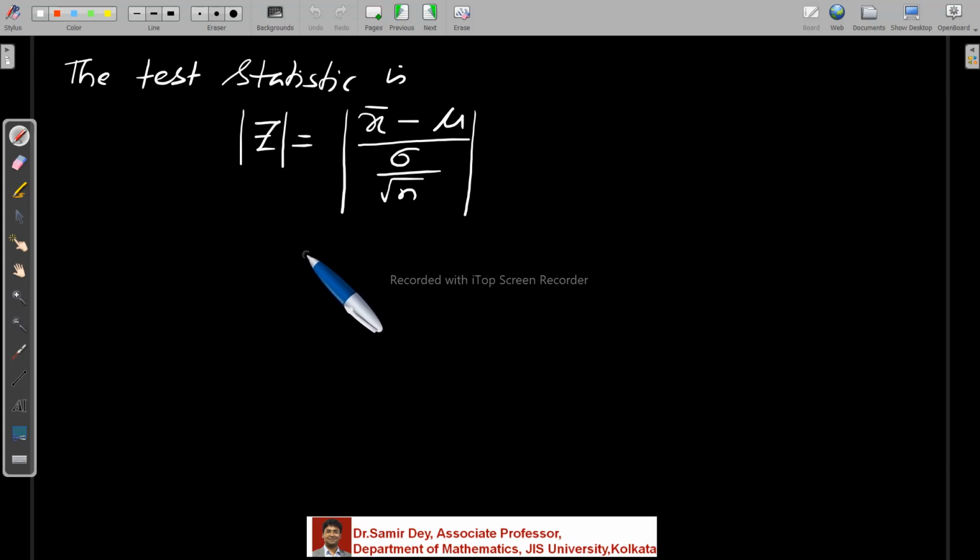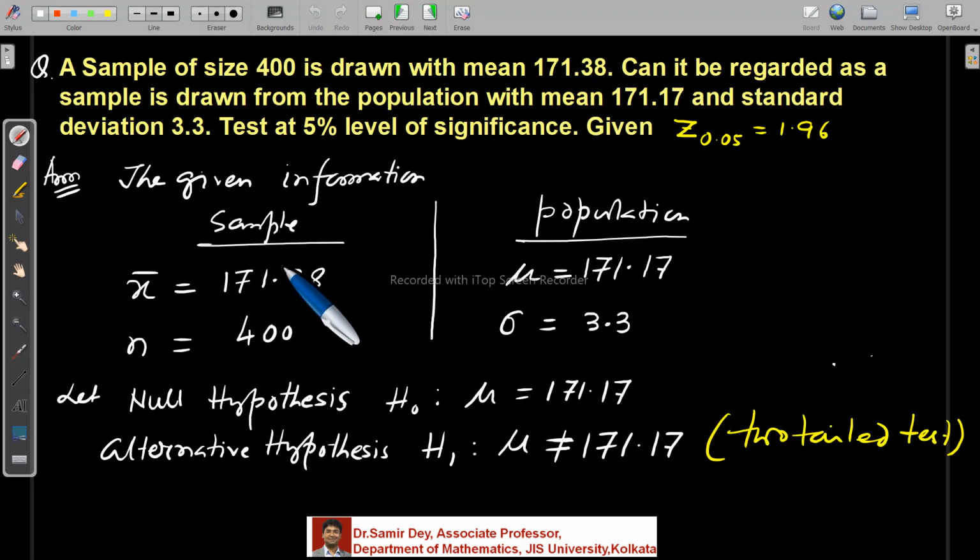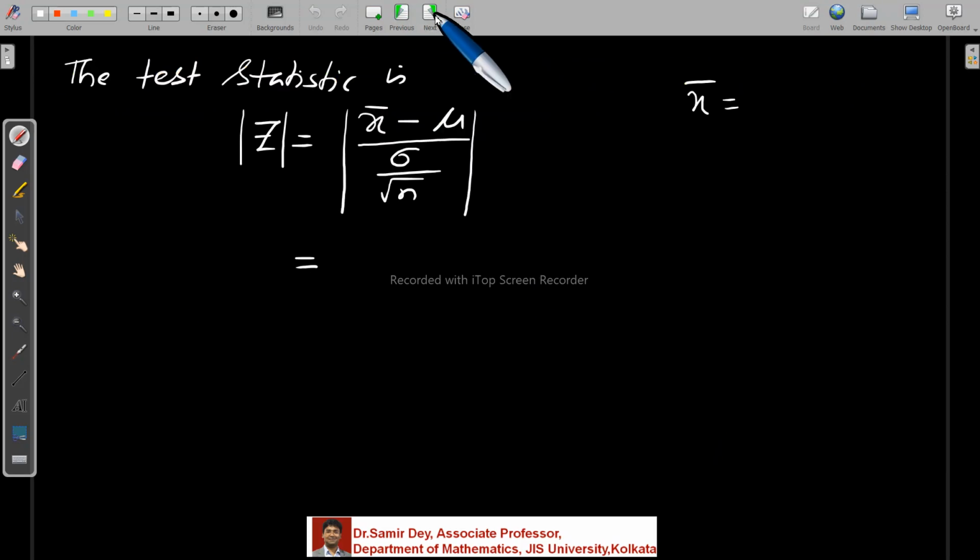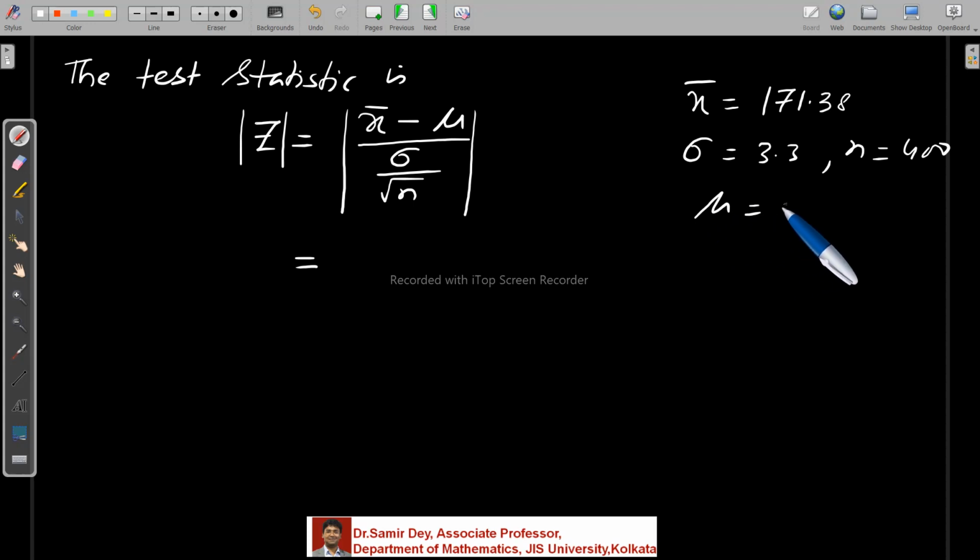Okay, now you know what is the value of x bar. What about the x bar from the previous? What about the x bar, mu? All you know. So here you write down once again, x bar is equals to 171.38. What is sigma? Sigma is equals to 3.3. What is n? n is equals to 400. What is mu? Mu is equals to 171.17. I think it is clear to everyone. So these are all coming from the previous slide. Now we substitute one by one.